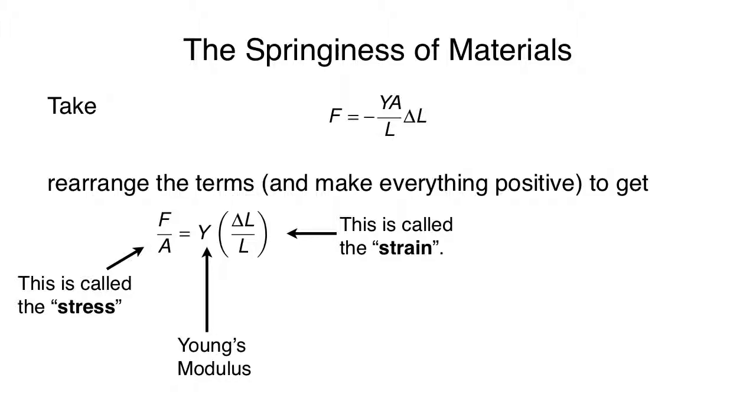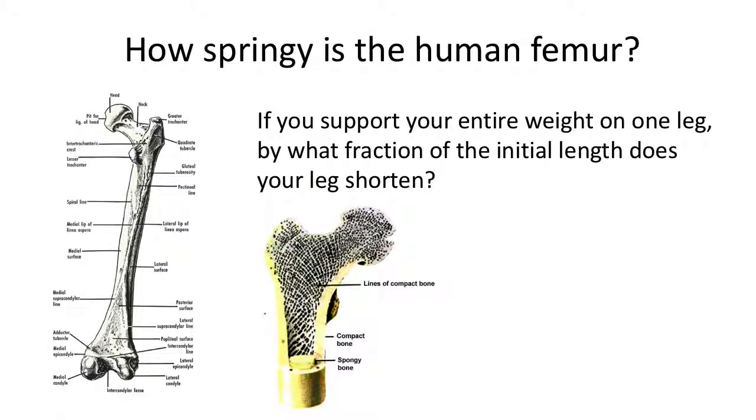So who's ever had a bone density scan? Anybody? Yeah, some people have. If you have a bone density scan, they're effectively measuring this relationship. They are basically driving an oscillator in your bone. They're looking at how the bone responds to that oscillator. When you change some length on a really small scale, how does the bone restore the force? So when you're getting a bone density scan, they're basically measuring your bone the same way they would measure a building or a piece of metal. They're using the Young's modulus. And this finally gets us to this question of how springy is the human femur.